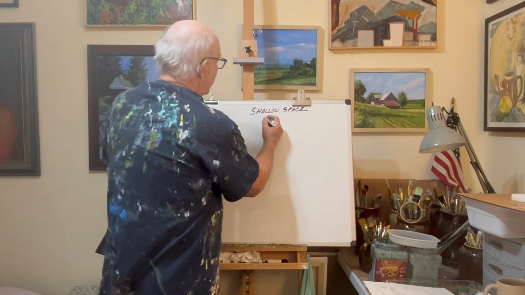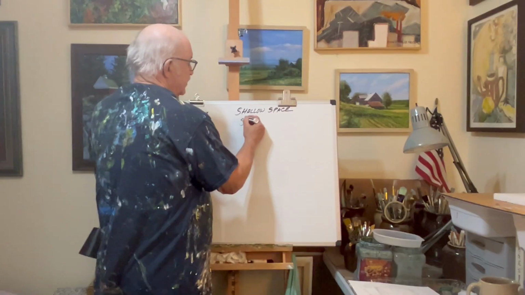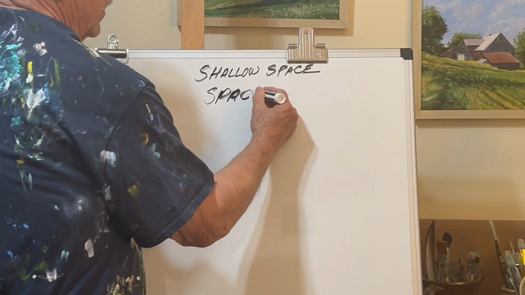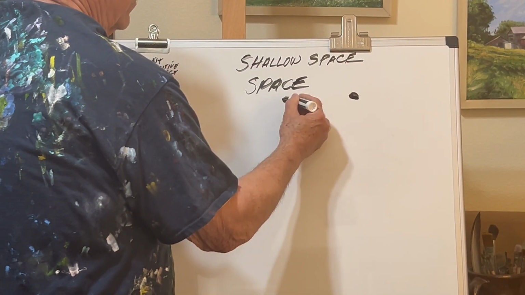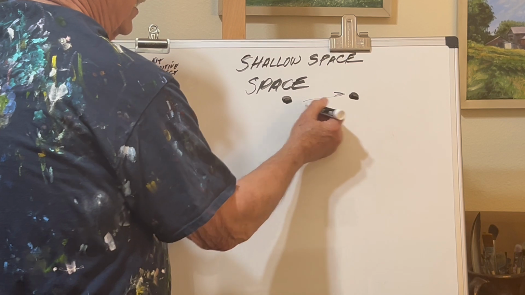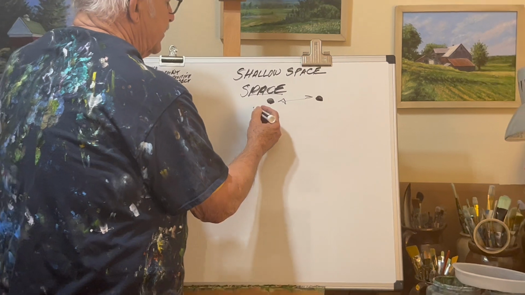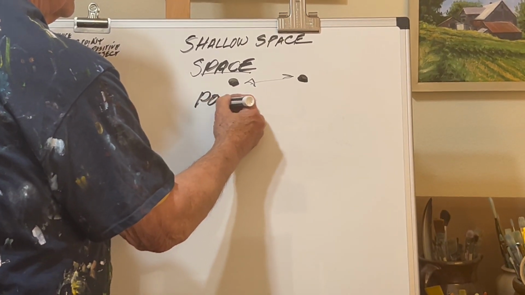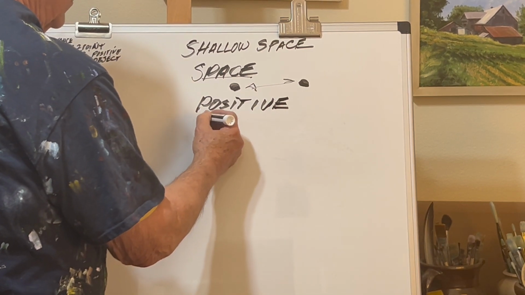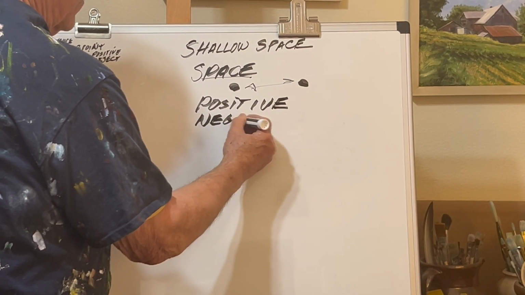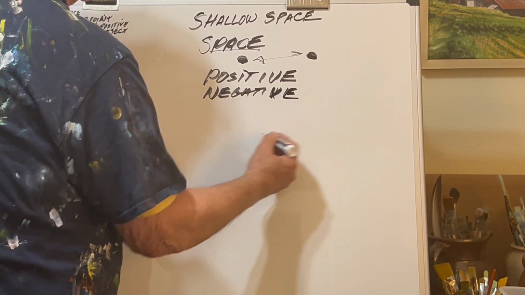Space is one of the elements and principles of art. Space is the distance between 2 points. So if you have a dot over here and a dot over here, that distance in between, that's a space. Okay, everybody pretty much knows what that is. Another type of space is positive space. And another type is negative space. And negative space and positive space is very simple.